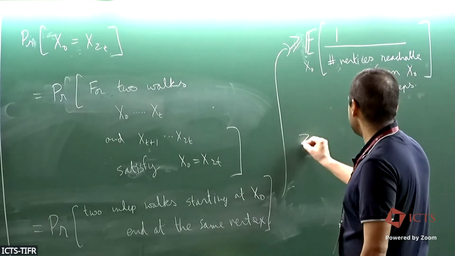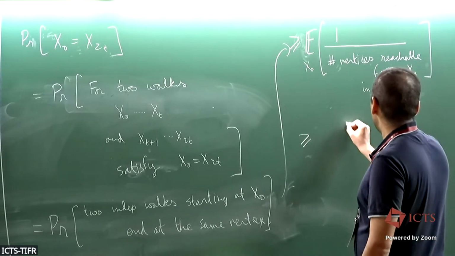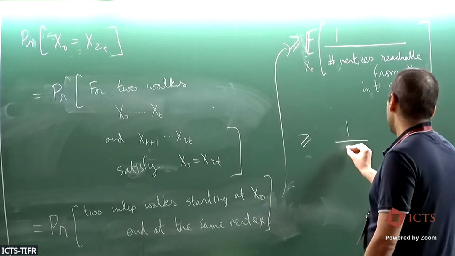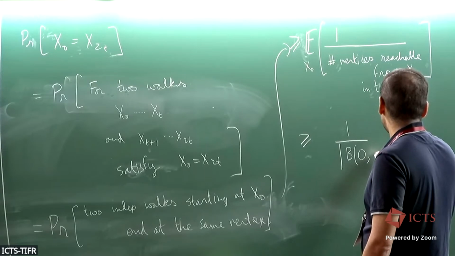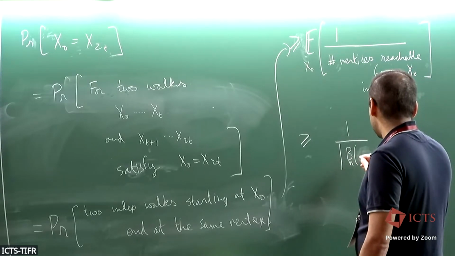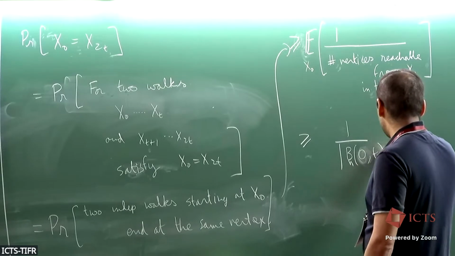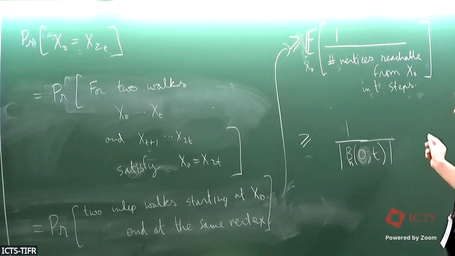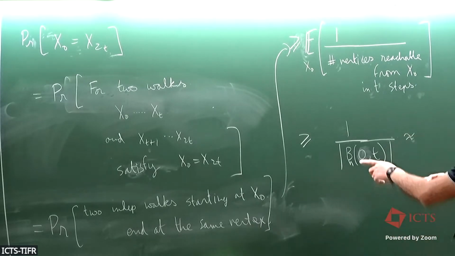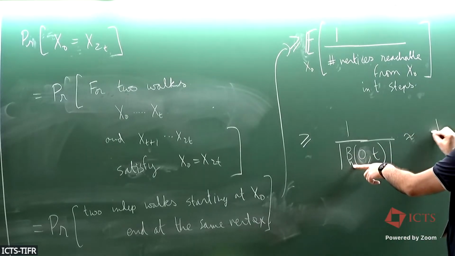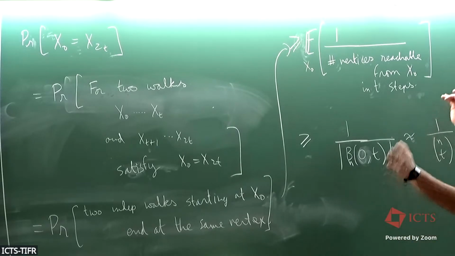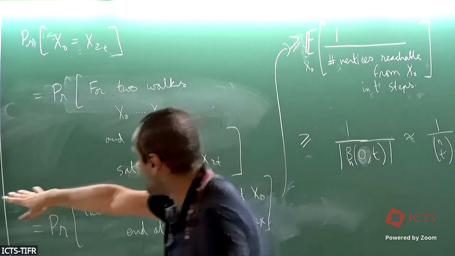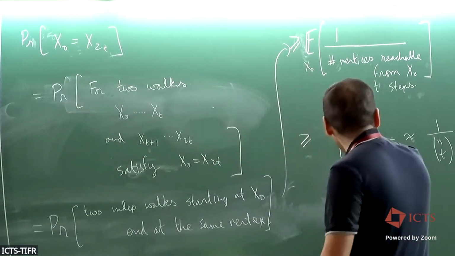So this is at least 1 over, because the answer is the same for all x0, the ball around 0 of radius t in n dimensions, which is about n choose t. So 1 over n choose t. Okay. So now we have something to compare. This probability is at most 1 over 2 to the k plus epsilon to the 2t, and it's at least 1 over n choose t.